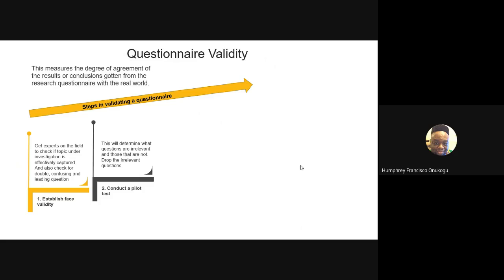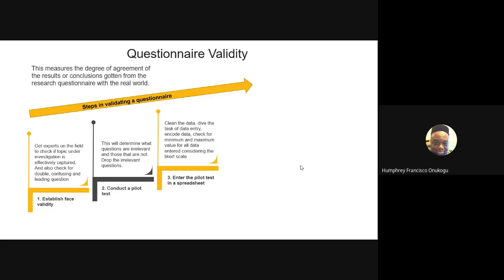Now, let's consider the steps in validating a questionnaire. The first thing is to establish face validity. Here, you get experts in the field to check if the topic under investigation is effectively captured, and also check for double, confusing, and leading questions. The next step is to conduct a pilot test. This will determine what questions are relevant and those that are not; drop the irrelevant questions.